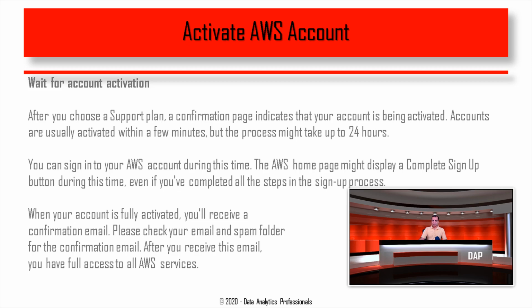Now you can sign into your AWS account during this time. Okay, while it's still activating, you can go into your account. The AWS homepage might display a complete sign up button during this time, even if you have completed all the steps in the sign up process. When your account is fully activated, you will receive a confirmation email. So please check your email, and especially your spam folder, for the confirmation email if you don't find it in the inbox. After you receive this email, you have full access to all AWS services.